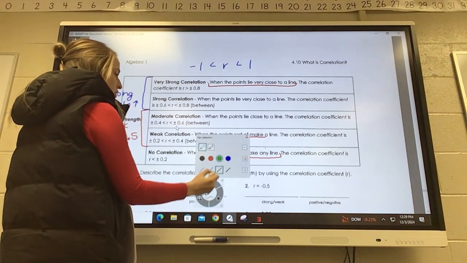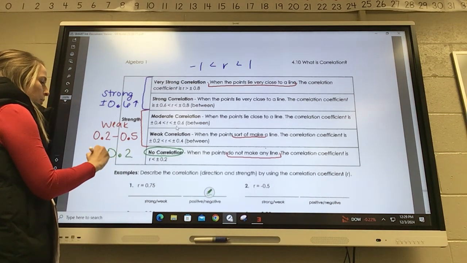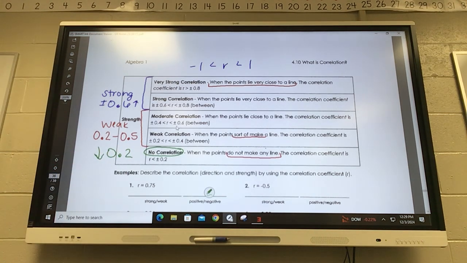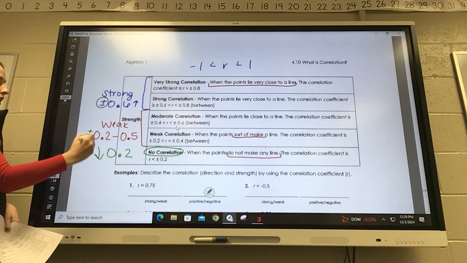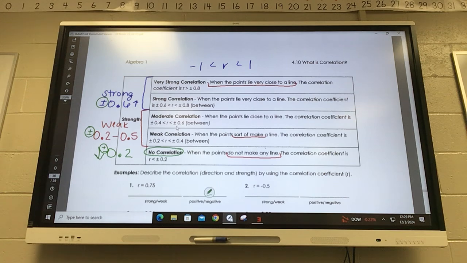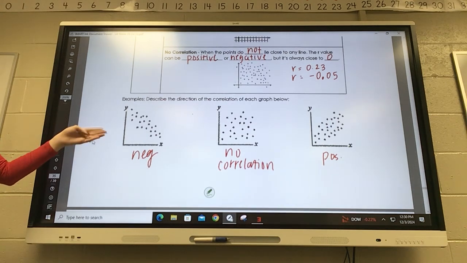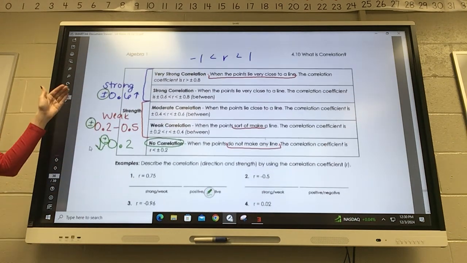And then no correlation, we'll keep it as it is. It's anything less than 0.2. Anything smaller than 0.2. Now, when I'm talking about these decimals, I had the plus or minus on the strong, and then I kind of forgot to bring it down the rest of the way through. It doesn't matter if those decimals are positive or negative. Positive and negative just tell you what type of slope it is, like what we did right here. The decimal itself tells you weak or strong. So you need both pieces to be able to tell the description.